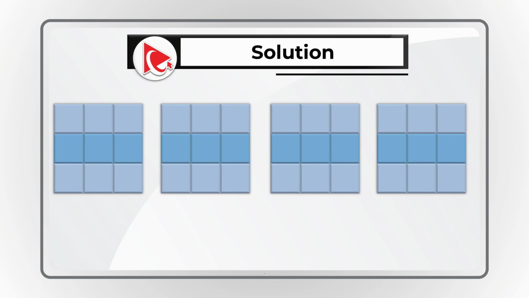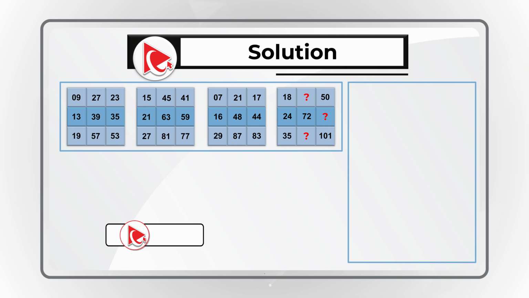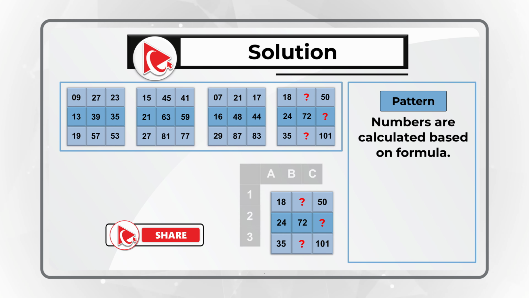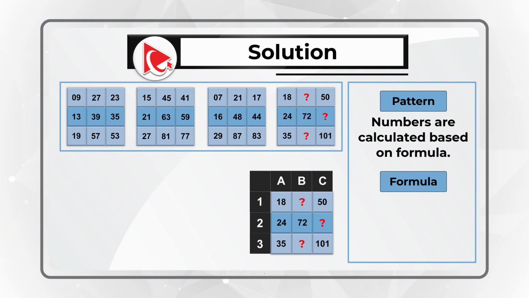I think it's very obvious, and you probably recognize the pattern that's happening here. Numbers are calculated based on a formula. If we break down the matrix into columns A, B, and C, and then add numbers to the rows 1, 2, and 3, the formula can be summarized as: B1 is calculated as A1 multiplied by 3, and C1 is calculated as B1 minus 4.